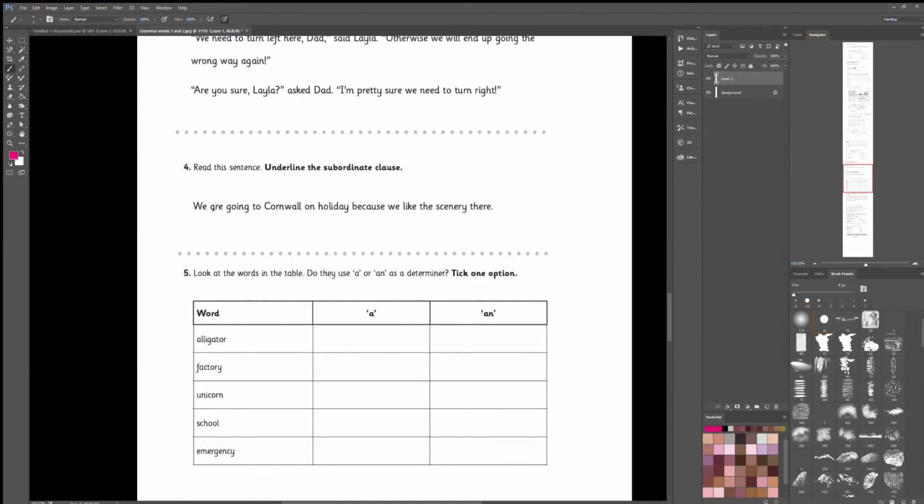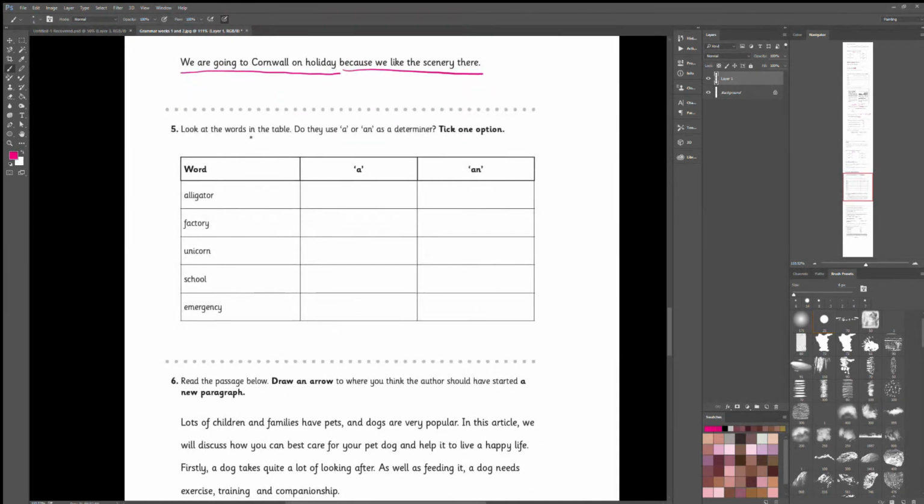Now I'm going to show you there are 2 clauses here. There's one, and there's the second one. One of these is the main clause and the other one is the subordinate clause, and we need to decide which one's which. So the subordinate clause is the one you can take away and the sentence still makes sense. Have a think about that, please.